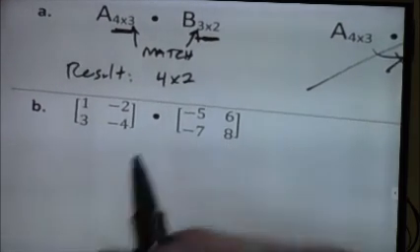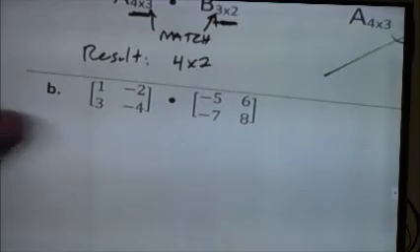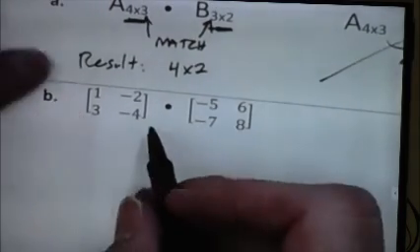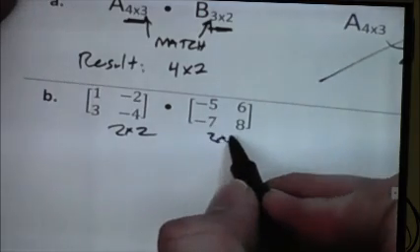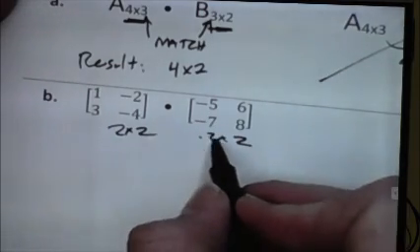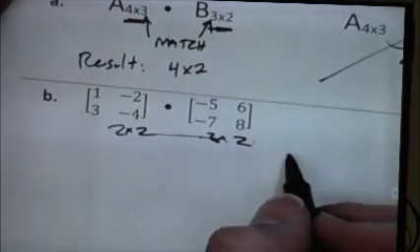So let's look at B. We'll do a couple of these, B and C on here. So B, this one's nice and easy. This one's a 2 by 2. And this one's a 2 by 2. And so you have 2 and 2. These match. And therefore the result is going to be a 2 by 2.